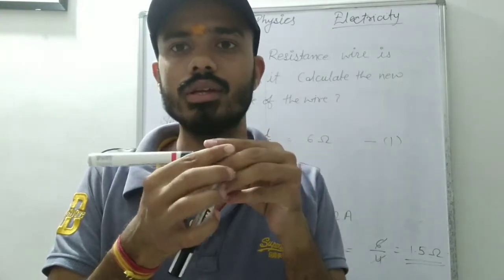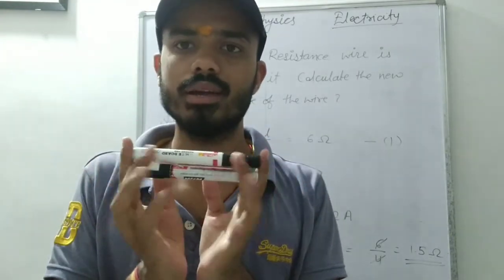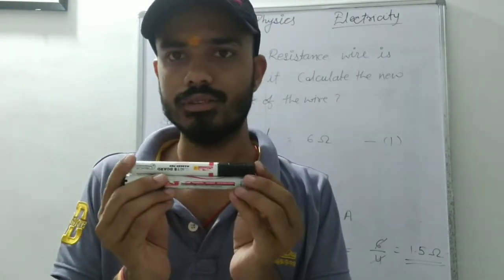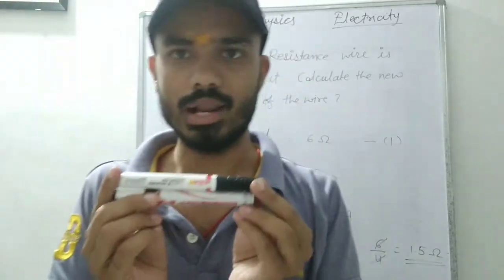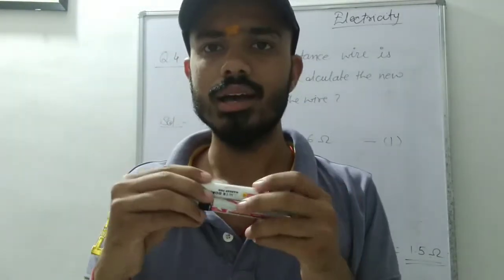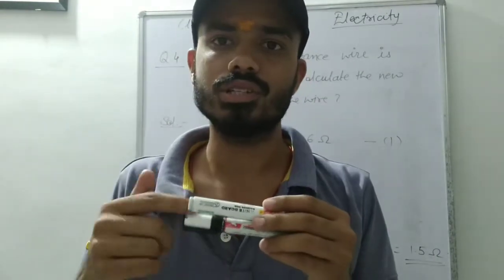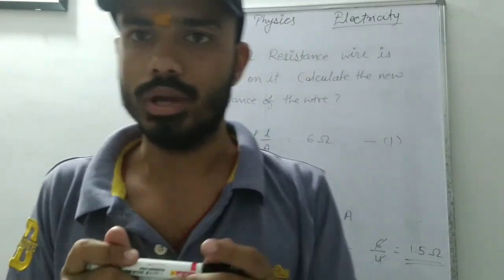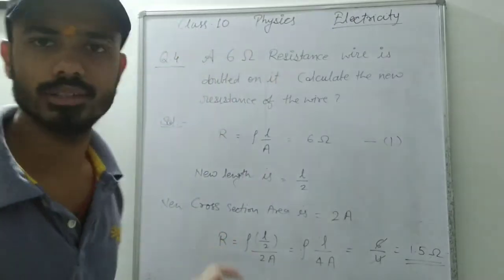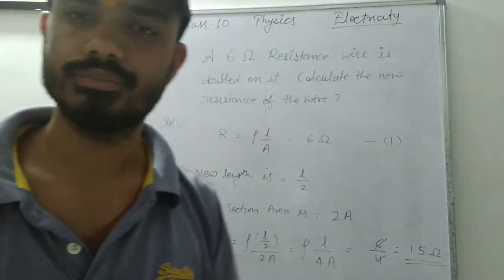So the initial resistance of a wire is 6 ohm and we are folding it to half its length, so the new length will be L by 2, and if the initial cross section area is a, then now its cross section area is 2a. Okay, so by this method we can calculate it.